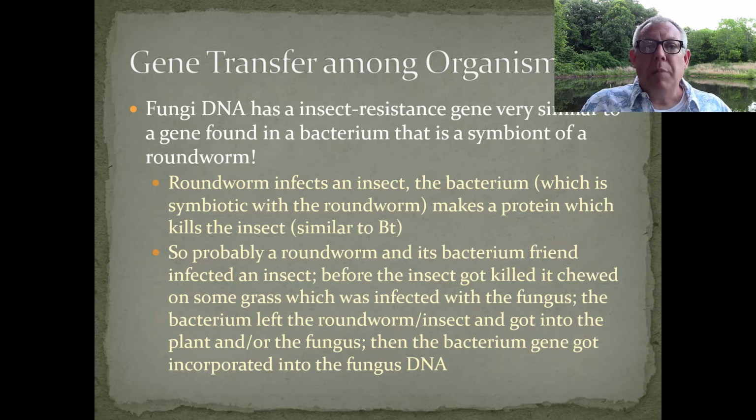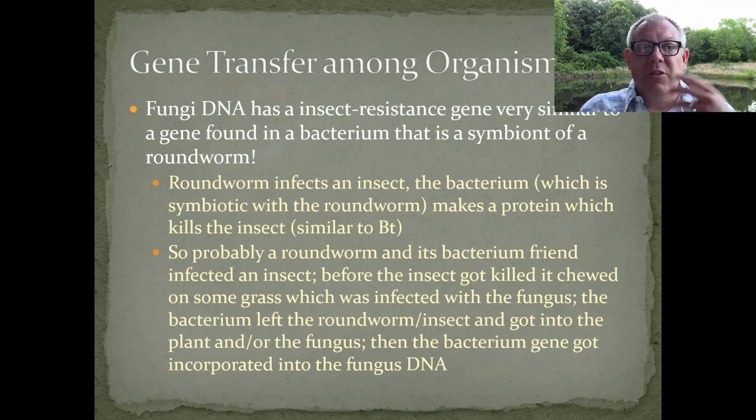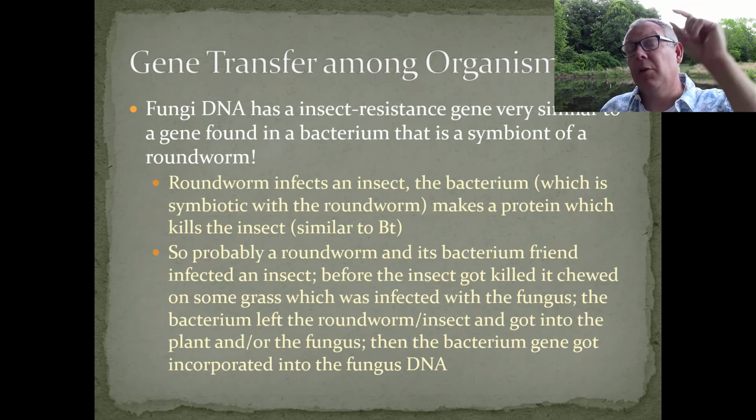So probably what happened was a roundworm with its bacterium friend infected an insect, which is what they do. Now normally, that roundworm bacterium combo will kill the insect, and maybe it did later, but before the insect got killed, it fed upon some grass, because that's what insects do, right? That grass that it fed on just happened to be infected with the fungus, okay? Well, in the process, that roundworm bacterium got into the plant, you know, in the saliva or whatever. Or it got into the fungus, or somehow that roundworm and bacterium got into the plant as the insect fed on the plant. And then over time, the gene from that bacterium, which lived in the roundworm, got into the fungus, which lives in the grass. You following me?